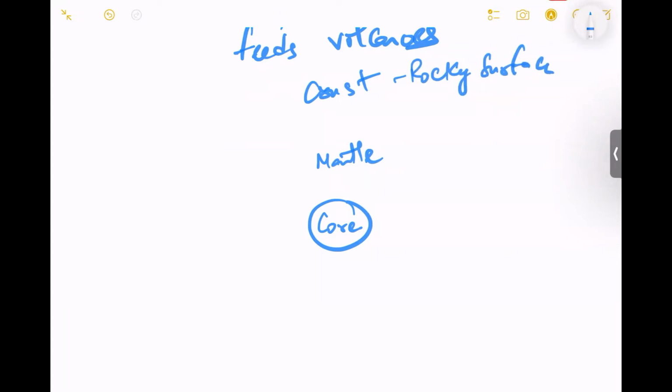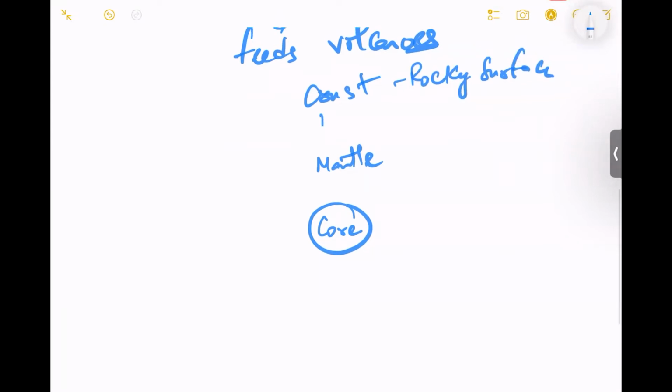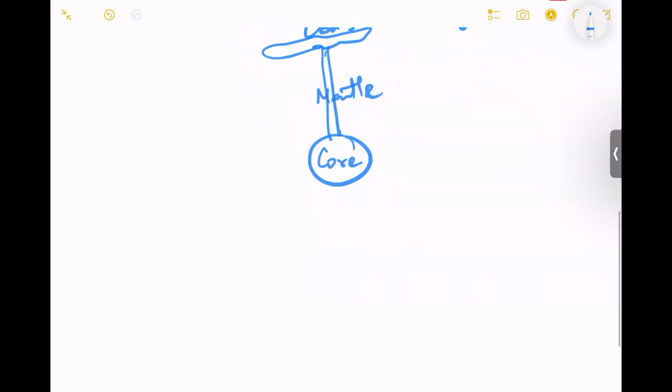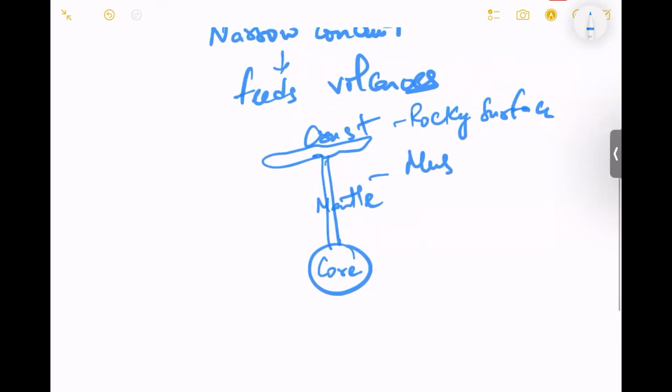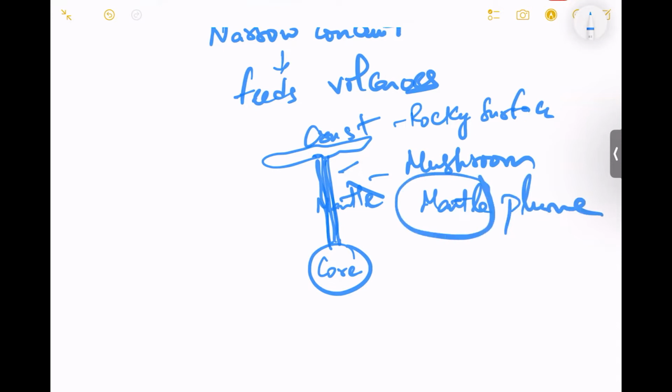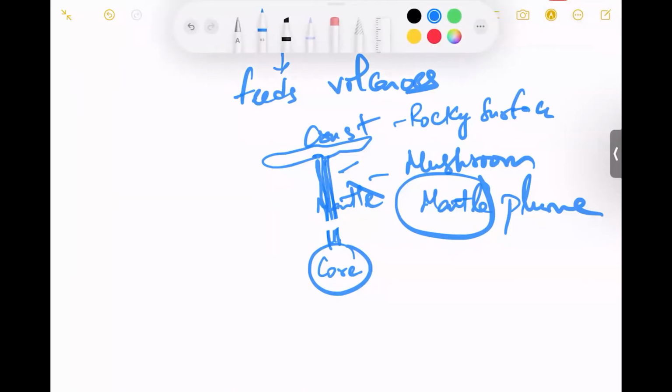Okay, so through the core, through a narrow conduit-like area, it comes here and gets deposited here. So it looks like a mushroom. If you see, it's looking like a mushroom. And this upwelling of magma is called mantle plume. And why is it called mantle plume? Because the majority of the activity of this upwelling is happening in the mantle area of the earth's surface, and hence it is called mantle plume.